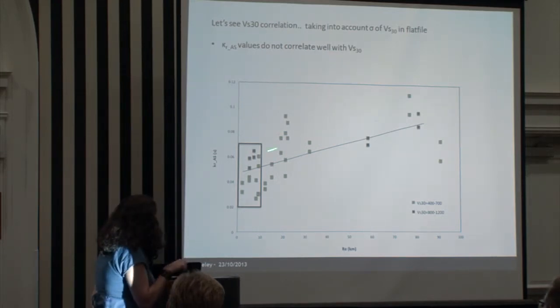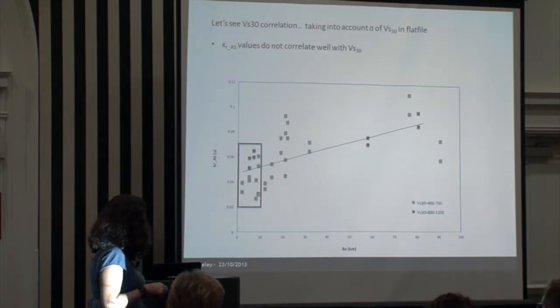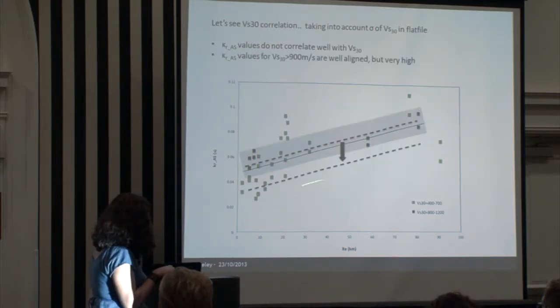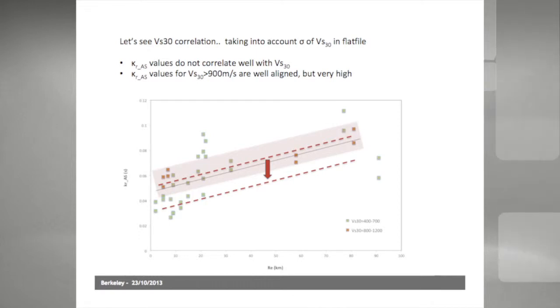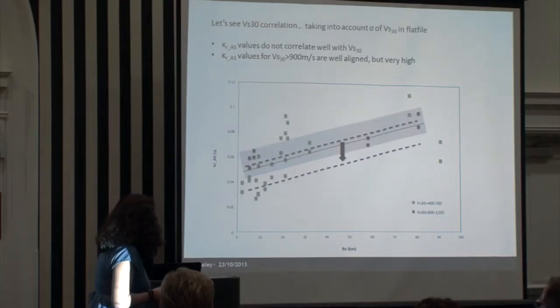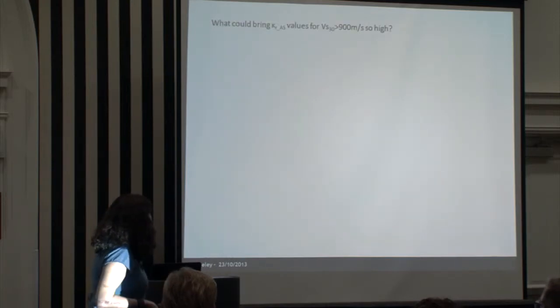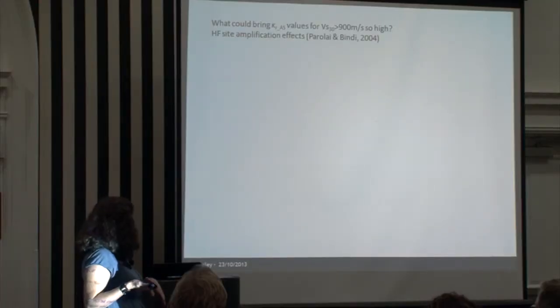So these plot in a nice straight line, but they plot kind of higher than a lot of their green friends, and that shouldn't really be so. We would kind of expect them to plot lower. The Q trend is good, but the kappas are kind of inflated, so I was wondering why. And maybe one explanation is some high frequency amplification effect at the hard sites.